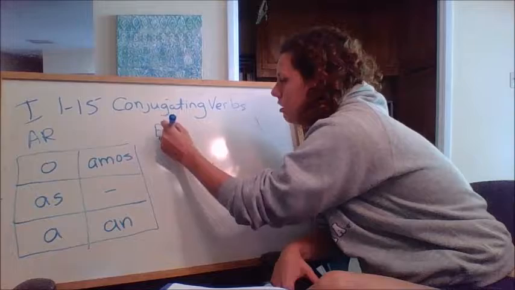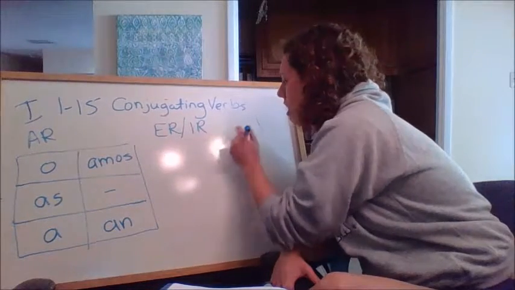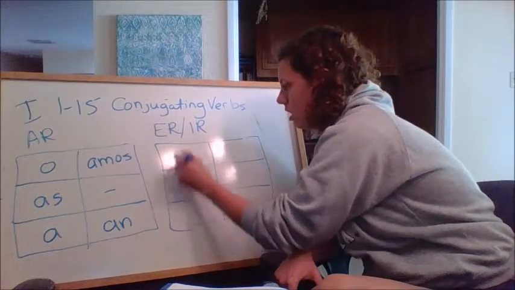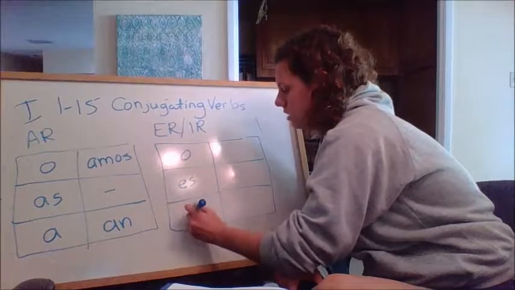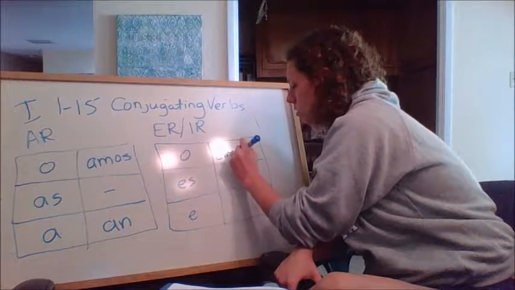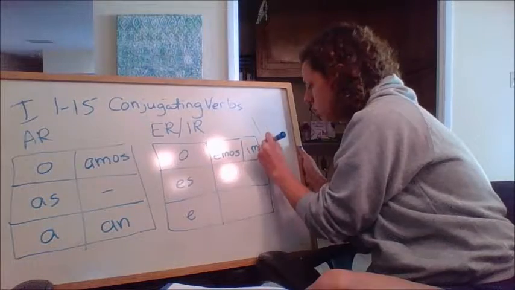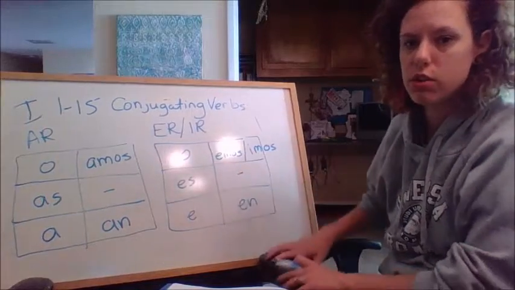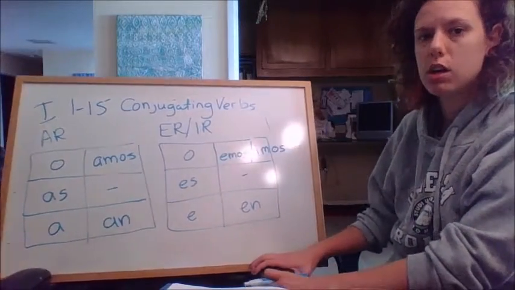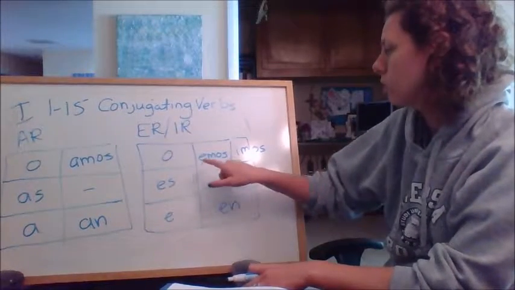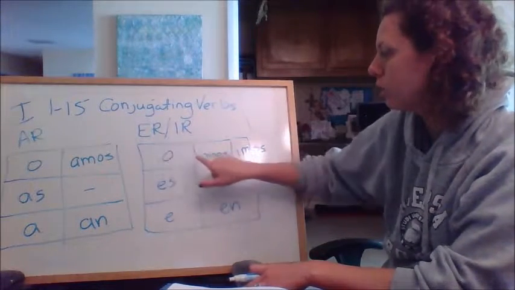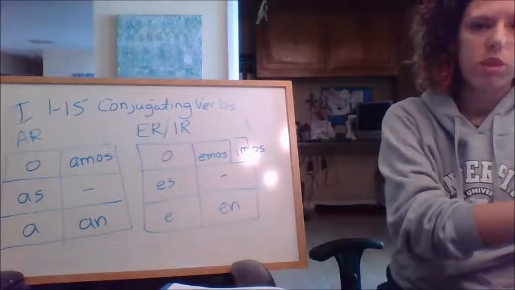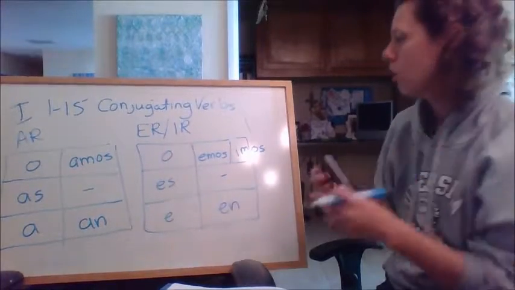Infinitives that end in ER or IR are almost the same. It's o, es, e, emos or imos, and then en. So ER and IR are all the same except for the nosotros. Sorry, there's some glare. Except for the nosotros: with ER verbs, it's emos, and with IR verbs, it's imos, obviously. So the E's go with the E and the I's go with the I.